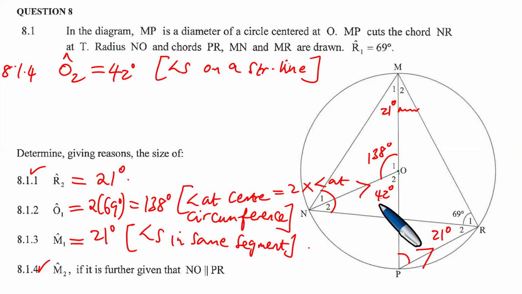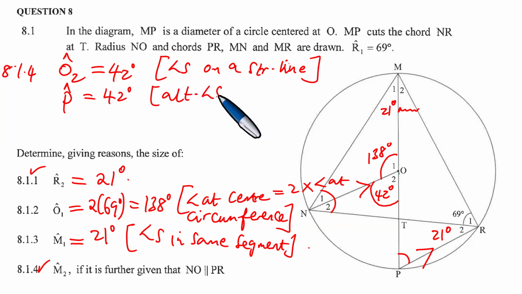You have obtained that O2 here is 42 degrees, and you already have parallel lines here. These form a Z, so it follows that the angle P is equal to 42 degrees. This means you have alternate angles: NO is parallel to PR.